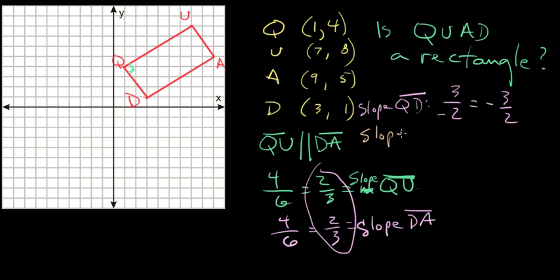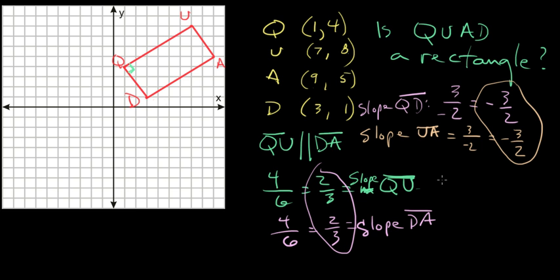Slope of UA, let's see what that is. 8 minus 5 is 3 on top. 7 minus 9 is -2 on the bottom. And so you got -3/2. So these two have the same slope too, and they're parallel. So they are parallel. So we know we have a parallelogram, okay?